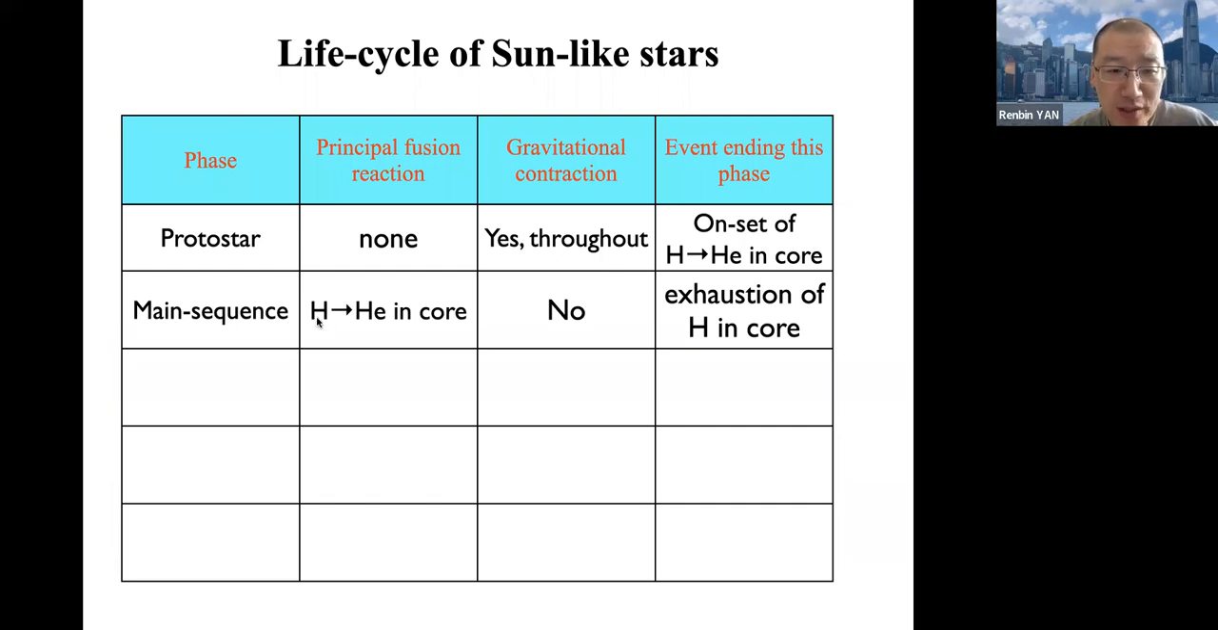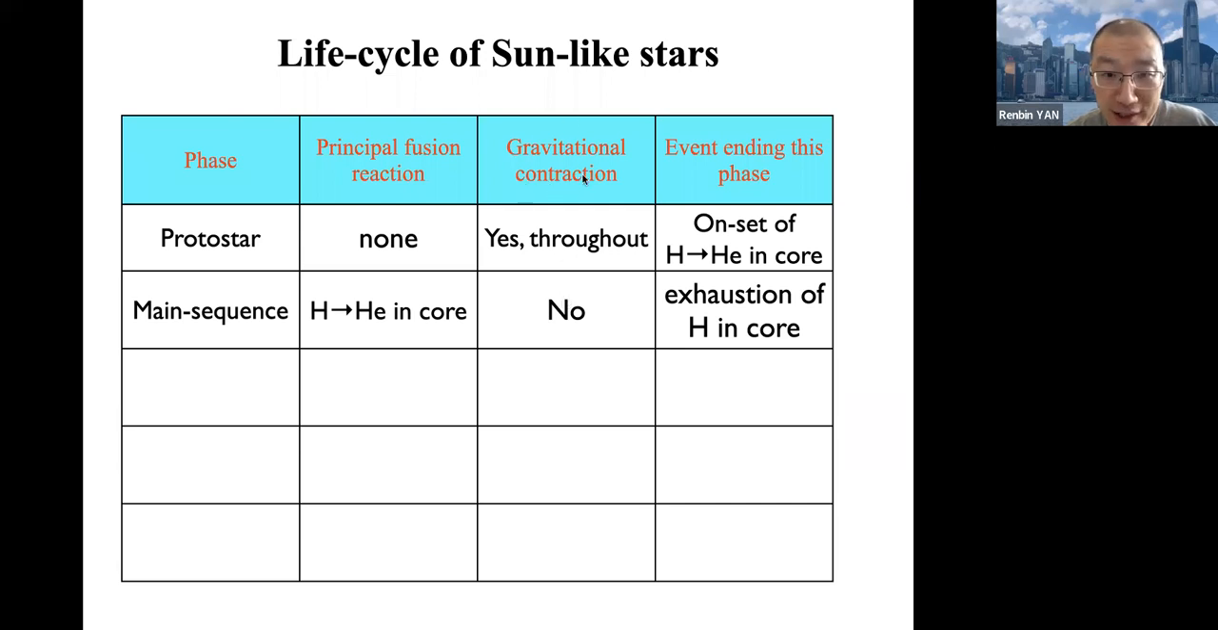During this process, it is turning hydrogen into helium in the core. This part is important: it is doing that only in the core. You'll see later on that the fusion does not necessarily happen in the center. It can also happen in other places of the star. And in this process, there's no gravitational contraction. This makes it clear that there's no gravitational contraction today in the sun.